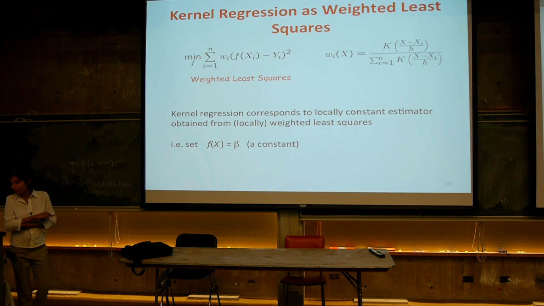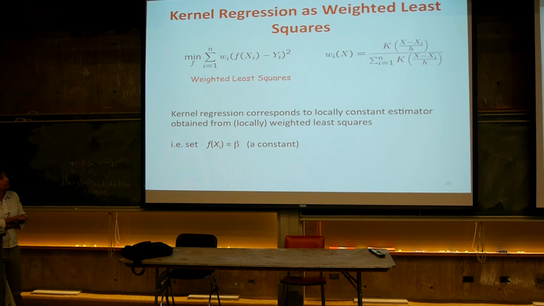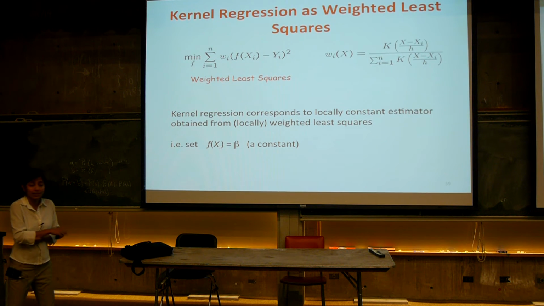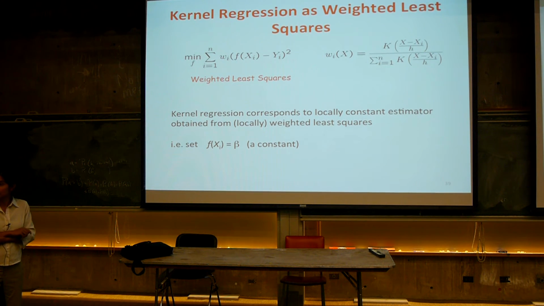Okay, so let's look at this a little bit more formally. The kernel estimator we propose, just a weighted average, has a nice connection to least squares that we talked about. Yeah, there's a question?